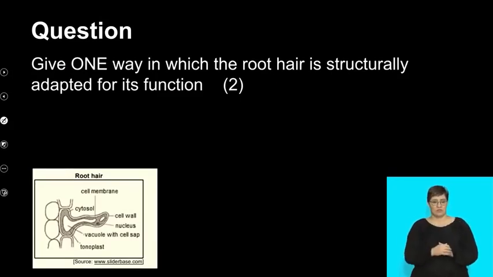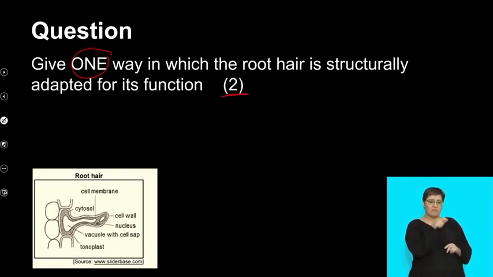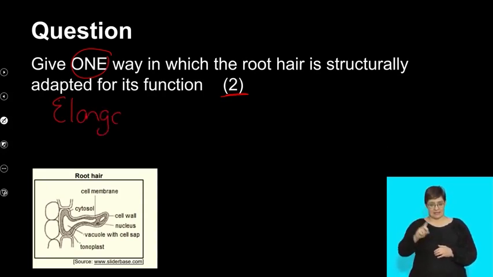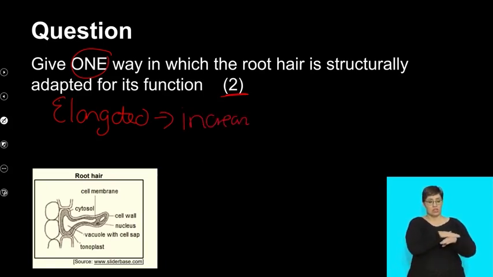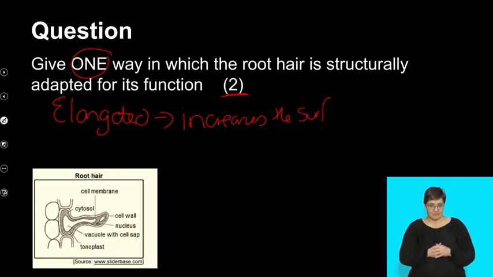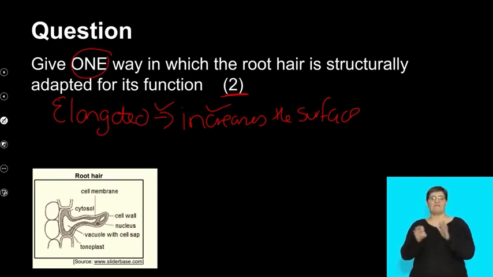Okay, next question. Quite an important one when it comes to the root hair. Give one way, but look at the mark allocation for 2, in which the root hair is structurally adapted for its function. Guys, that means you must give a really well-explained reason. For example, the root hair is elongated, which means it increases the surface area. Do you see? 2 marks there, even though it's one reason with an example.